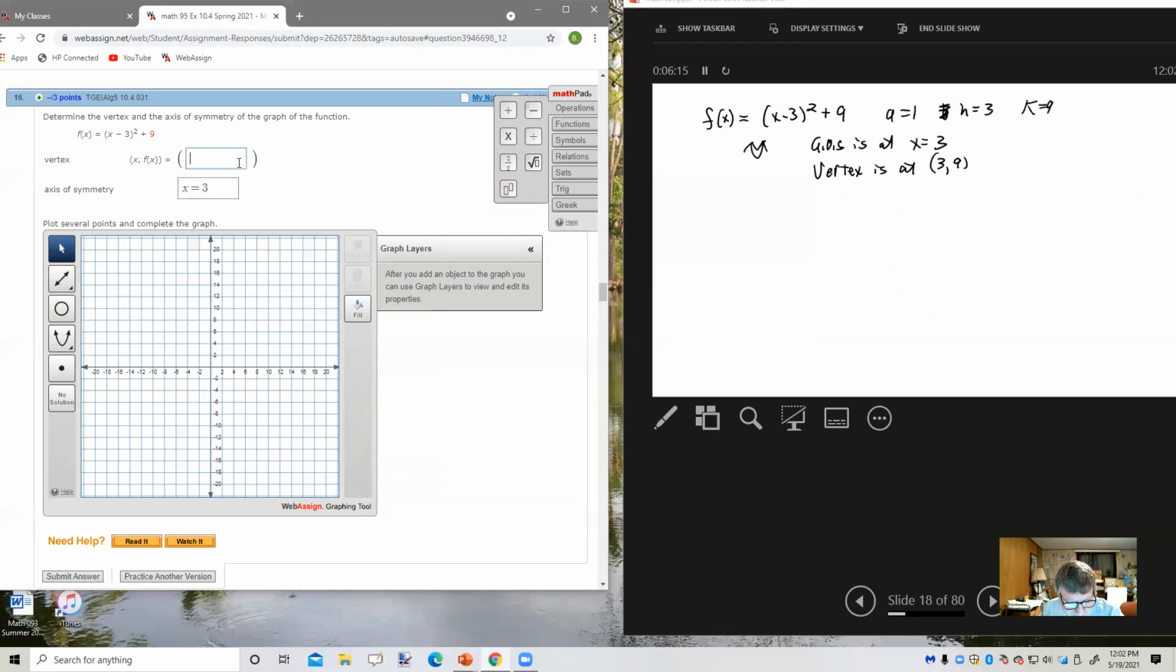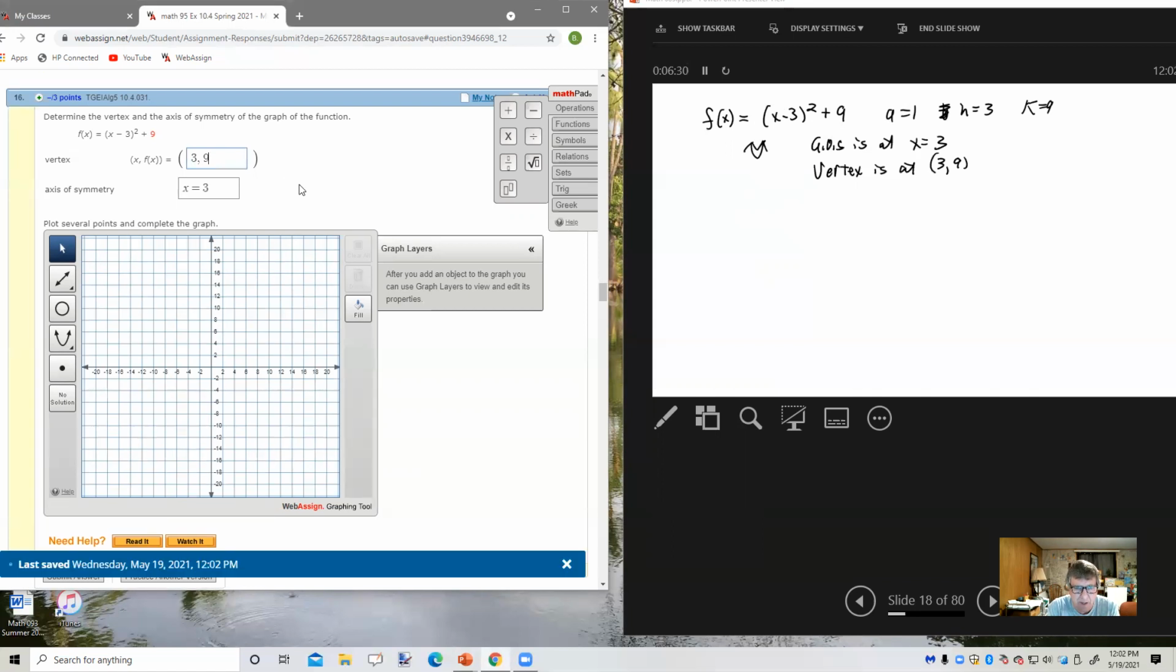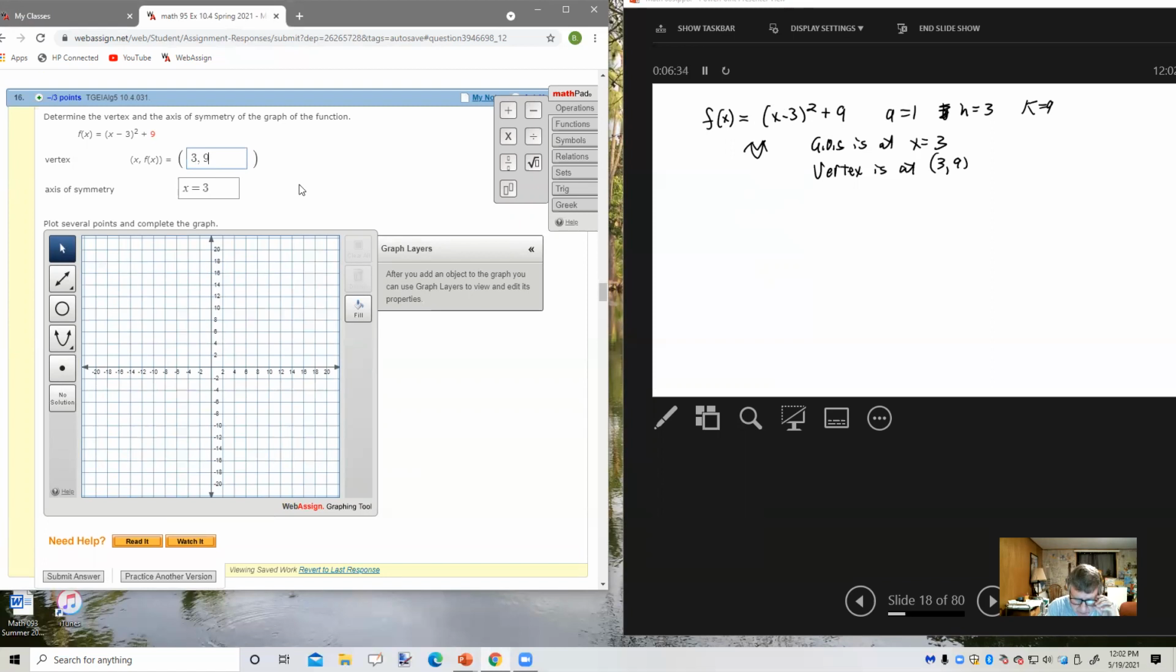The vertex is at 3, 9. Okay. All right. Now we're going to graph this thing. And here's how we have to graph a parabola in Webassign. Okay. Let me backtrack a little bit. Back before, when I had all those graphs on the screen and I found a bunch of different points so that I could draw the whole picture.